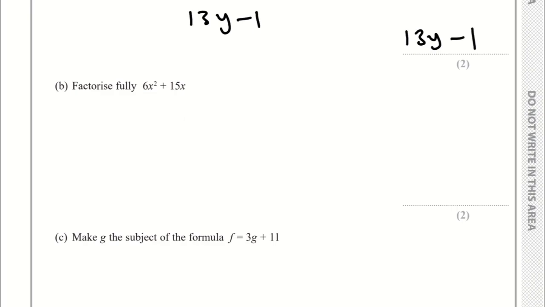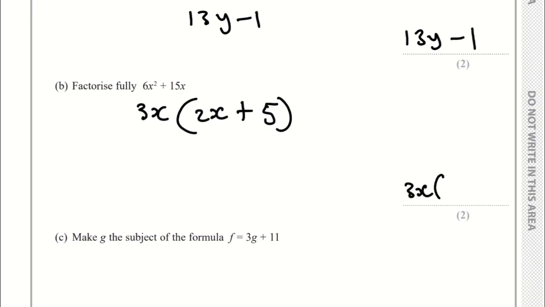And then x. So you have 3x, open a bracket. Then 3x goes into 6x squared, that would be 2x. And then 3x goes into 15x, that will be 5. We have factorized fully. So here I'm going to write 3x into bracket, 2x plus 5. There you go. Okay, let's look at the next question.